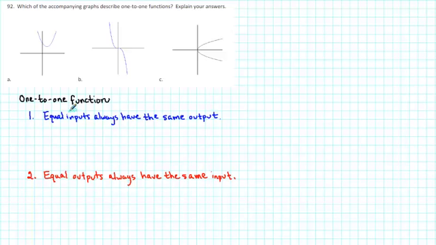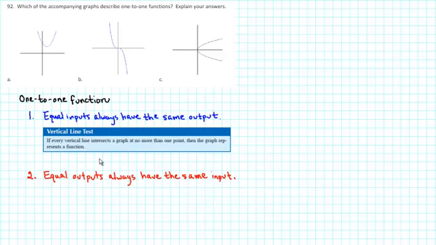On a graph, we can determine if equal inputs always have the same output by applying the vertical line test. The vertical line test says that if every vertical line intersects a graph at no more than one point, then the graph represents a function. So let's apply the vertical line test to our three graphs. We'll start with graph A.